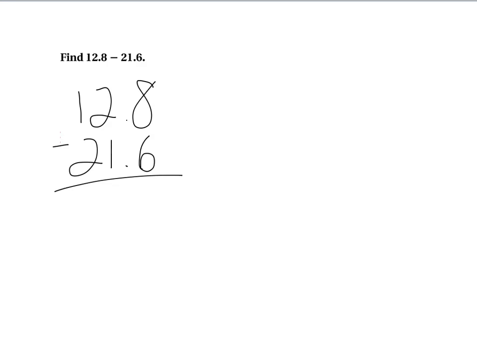Alright, here's an example of a decimal. I got 12.8. We're subtracting 21.6. Remember, you always have to line up the decimal points. In this case, if you remember back to integers, we learned that we can add the opposite. Now, you are allowed, of course, to use a calculator at this point, but I should go through the proper steps. Adding the opposite would be 12.8, I'd be adding a negative 21.6.